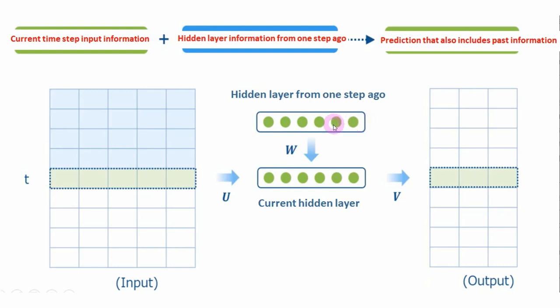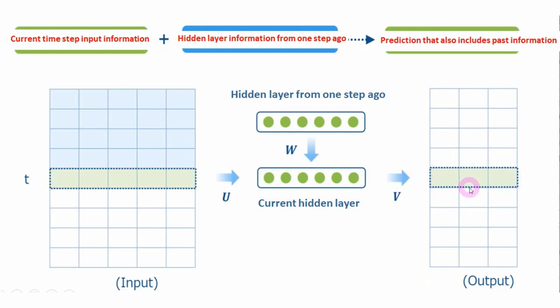Here's how it works in practice. At the current time t, we have two things. First, the current input, for example, today's temperature or wind speed. Second, the hidden layer output from one step ago. That's the memory from the previous moment. We combine these two together, and we compute the new hidden layer for time t. Then, we calculate the output at time t using that new hidden layer.